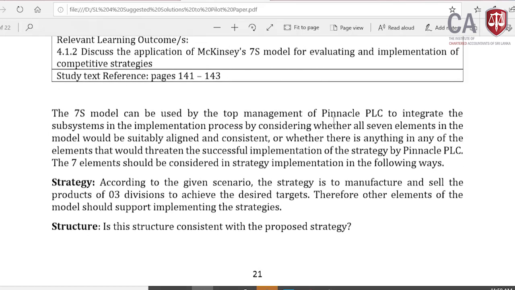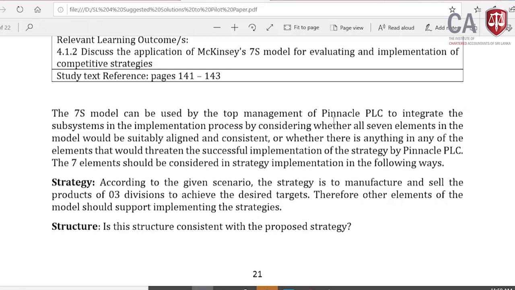The 7S model can be used by the top management of Pinnacle PLC to integrate the subsystems in the implementation process by considering whether all 7 elements in the model would be suitably designed and consistent, or whether there is anything in any part of the elements that would threaten the successful implementation of the strategy by Pinnacle PLC. The 7 elements should be considered in strategy implementation in the following ways.